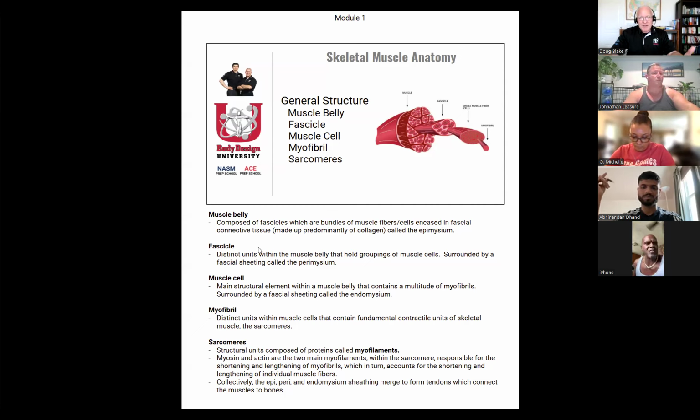So the fascicle itself is surrounded by, and you've seen some of these terms, right? So you have the epimysium, that's how it's pronounced, epimysium, the muscle belly. Then there's the perimysium, and then you have what are known as muscle cells. Muscle cells are surrounded by what's known as the endomysium. So muscle belly, fascicles, muscle cells. Now, that's simple enough. Yes?